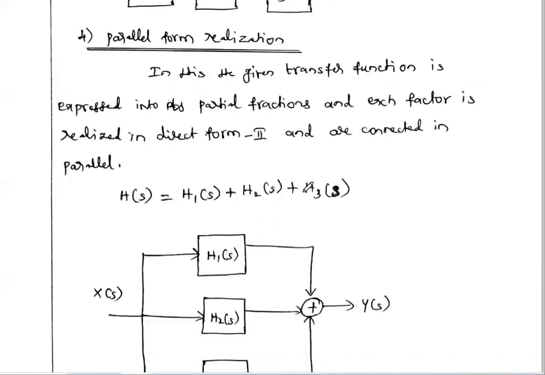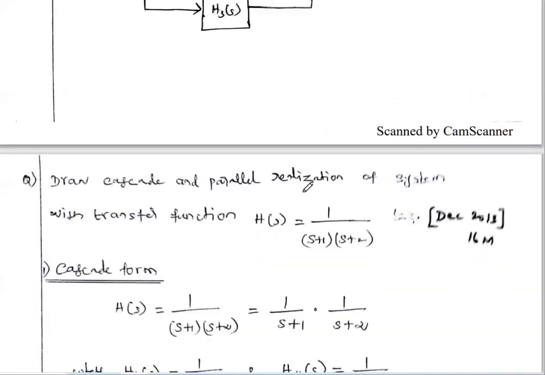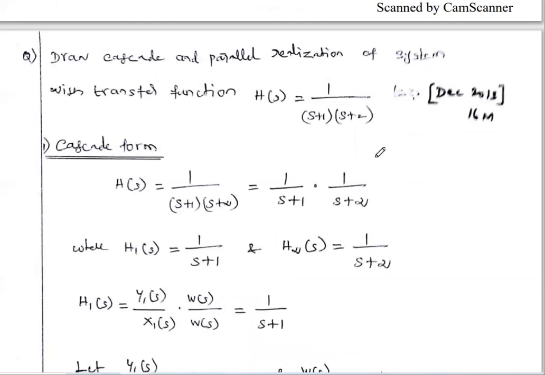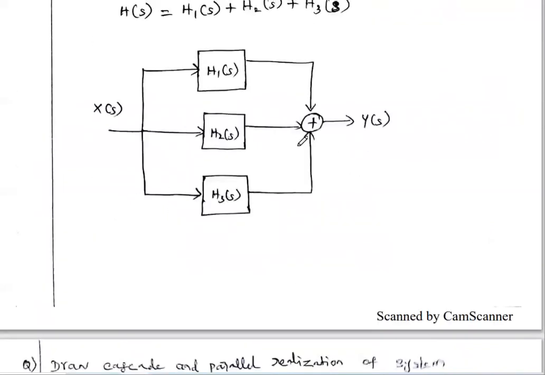Okay, so you see one problem. In this cascade realization we are going to solve one problem. For the same problem we are going to draw cascade and parallel form realization. So it is a 16-mark question. Before that, we have to see the parallel realization also.